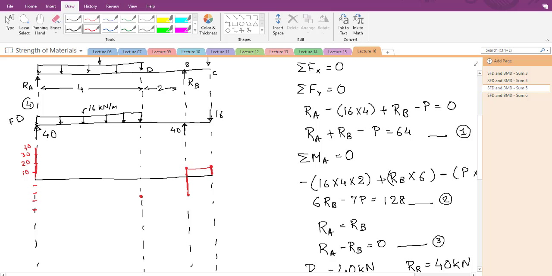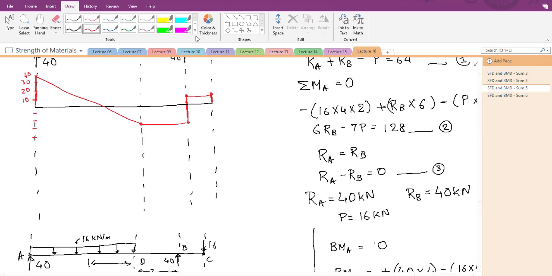Right, so I will join this. I will join this because there are no forces in between, so it can be joined with a straight line. Here, what is going to happen? Here it will be joined with a slant line. Why slant line? Because there is a uniformly distributed load in between. Right, now for the bending moment diagram, I can use similar logic.